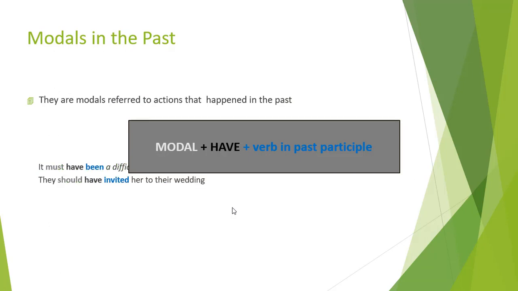Okay. And then we have modals in the past. They are modals that refer to actions that happened in the past. For example, modal plus have plus verb in past participle. It must have been a difficult problem, for example. They should have invited her to their wedding.